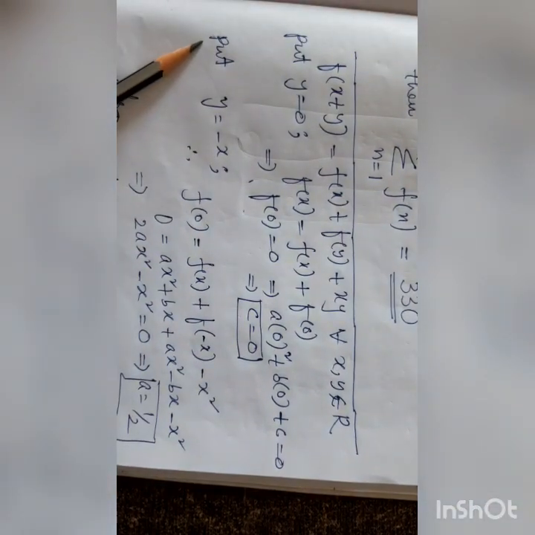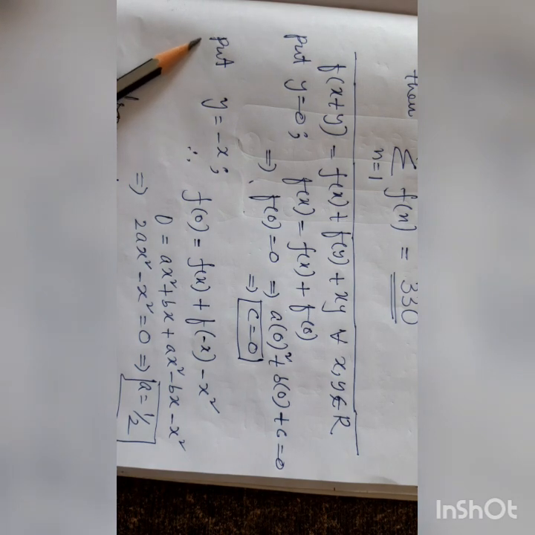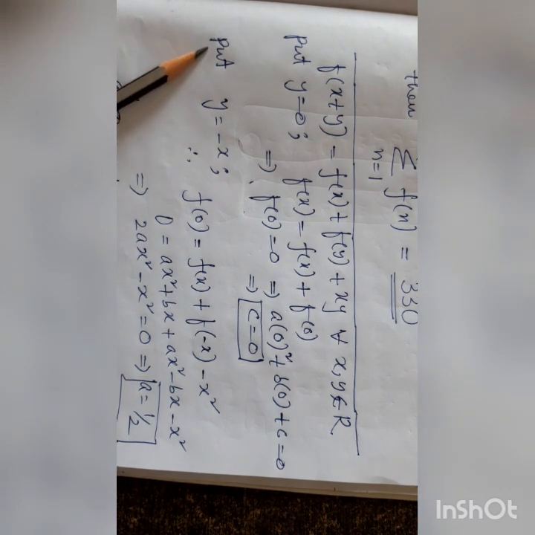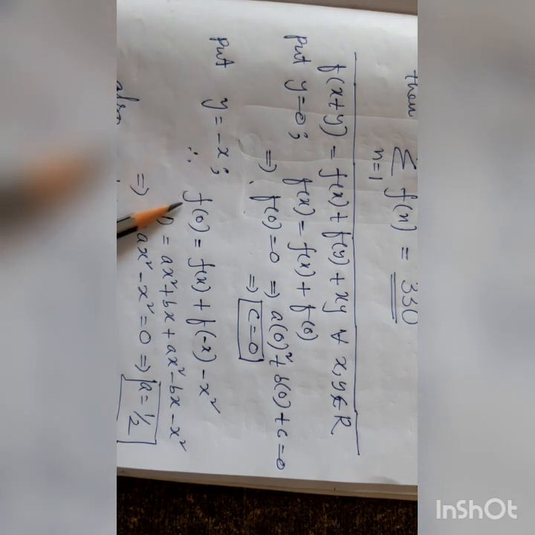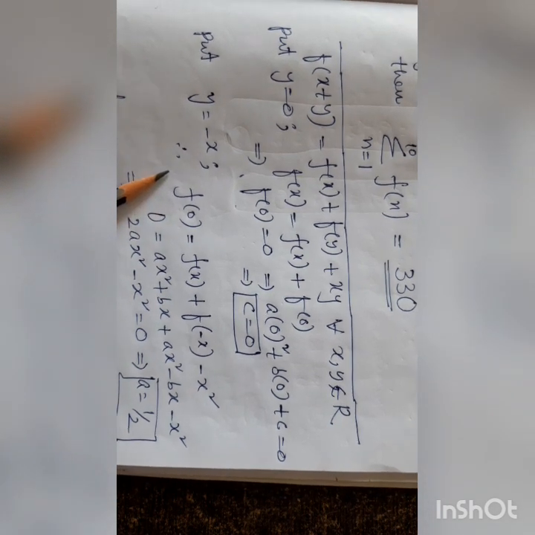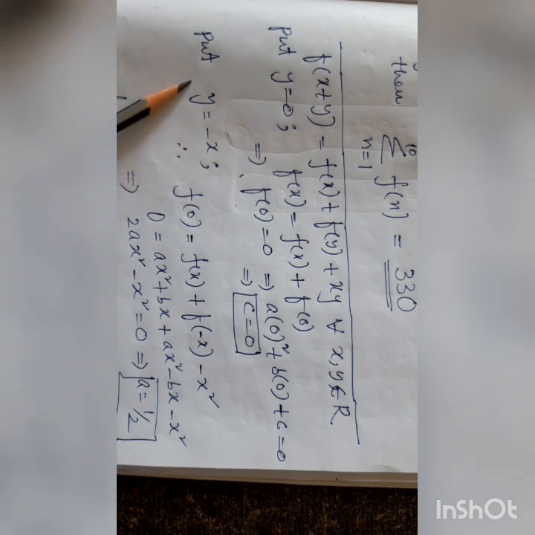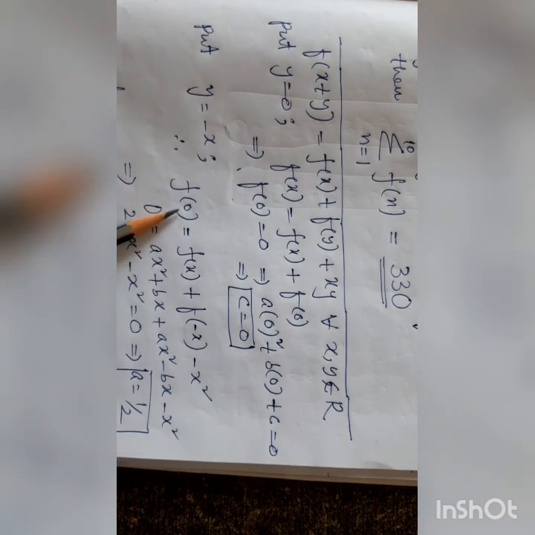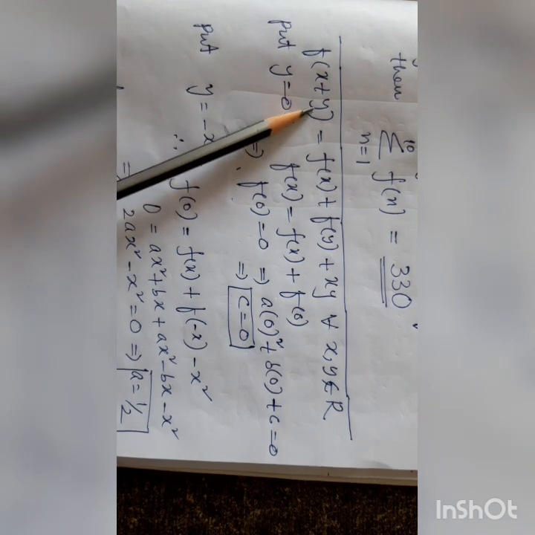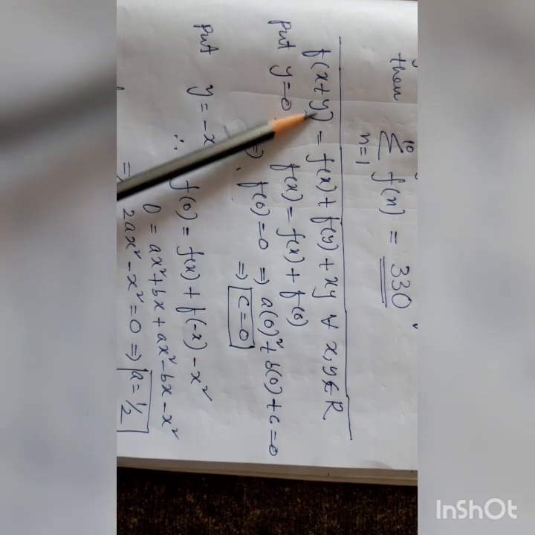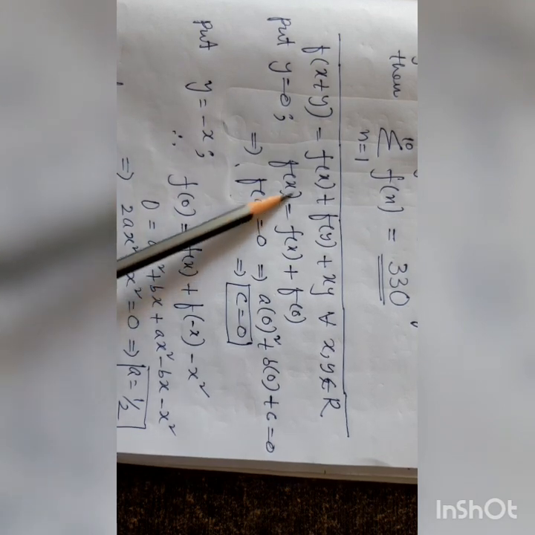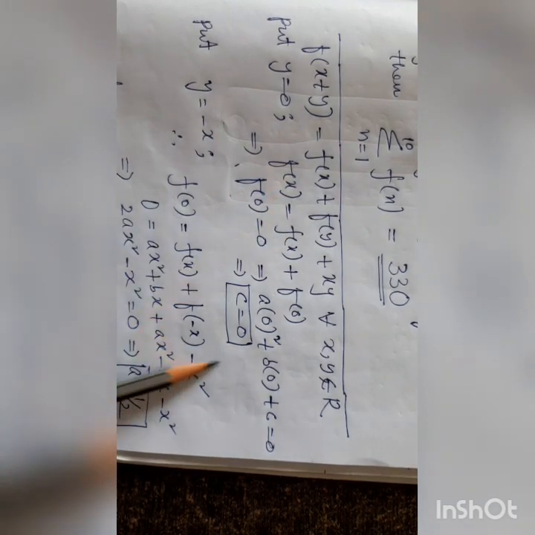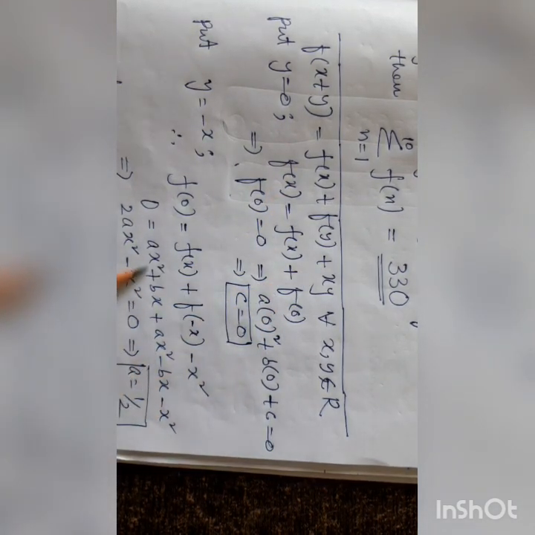Next, because x and y are real valued in this functional equation, I want to take y equal to minus x for my convenience and to solve this question. Therefore, if you take y equal to minus x and put it in the functional equation, f(0) equals f(x) plus f(-x) minus x squared.